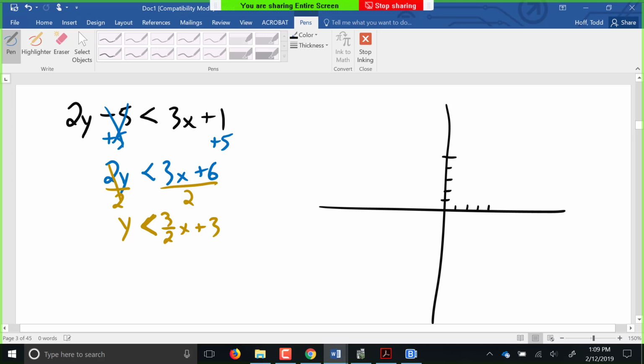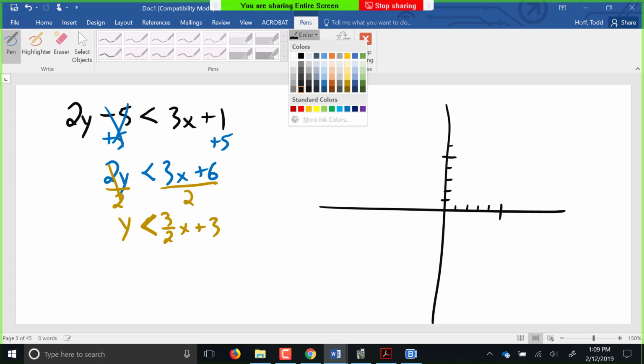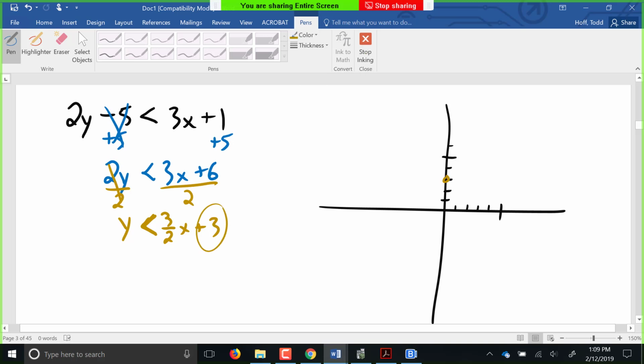So when we graph this, where do we start? 0, 3. Good. That's 0, 3, our y-intercept. From there, where do we go? Up 3 over 2, right there. Solid line or dashed line? Dashed or dotted line, yes. Because it is strictly less than, that means the boundary is not included in the solution. Now, again, as you said, Jesse, that says less than. We're assuming we're going to shade in the bottom side down here, but let's make sure.